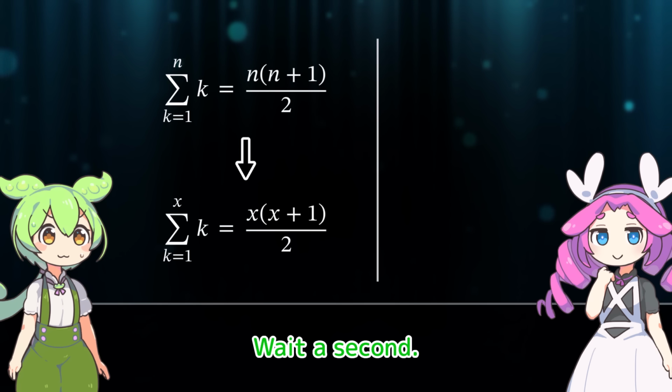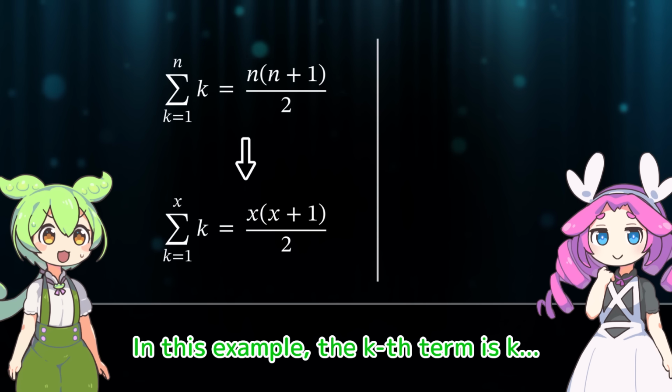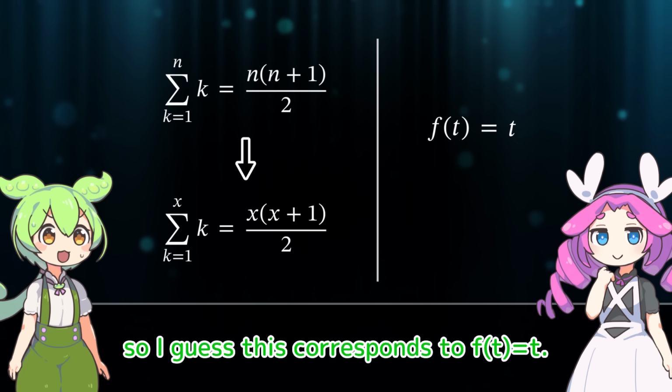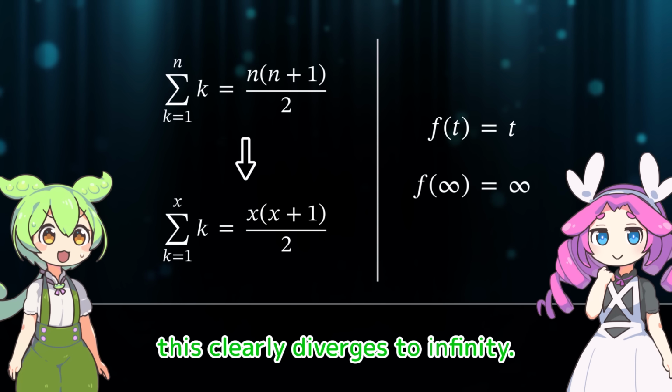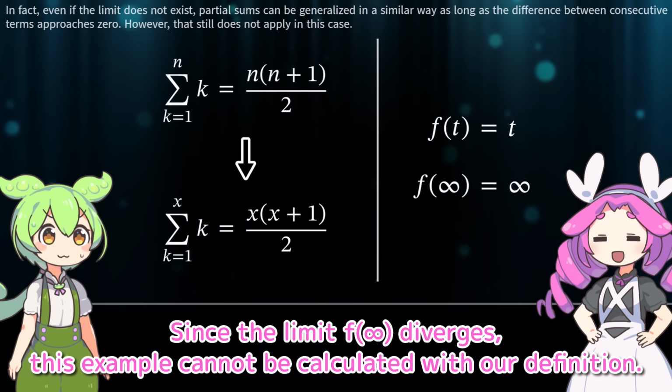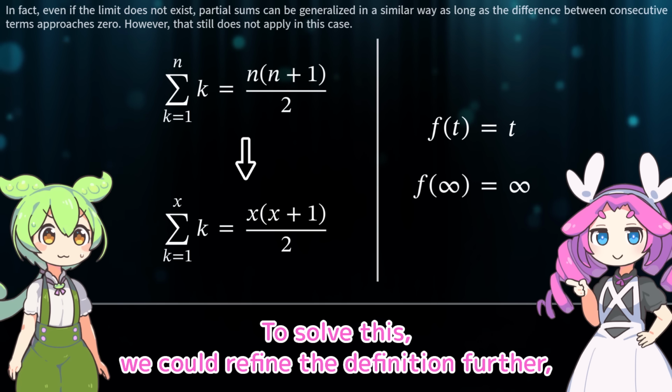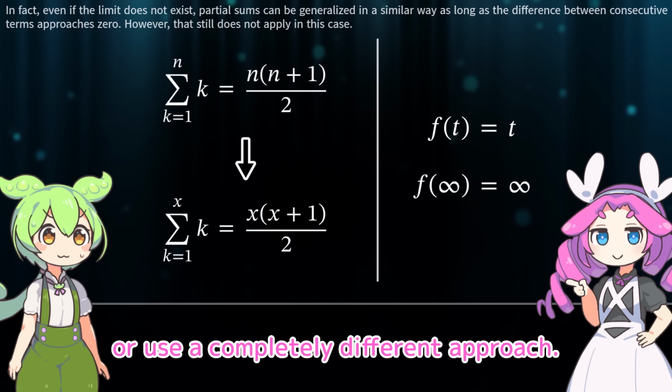Wait a second. In this example, the kth term is k. So I guess this corresponds to f of t equals t. As t approaches infinity, this clearly diverges to infinity. That's right. Since the limit f of infinity diverges, this example cannot be calculated with our definition. To solve this, we could refine the definition further, or use a completely different approach.